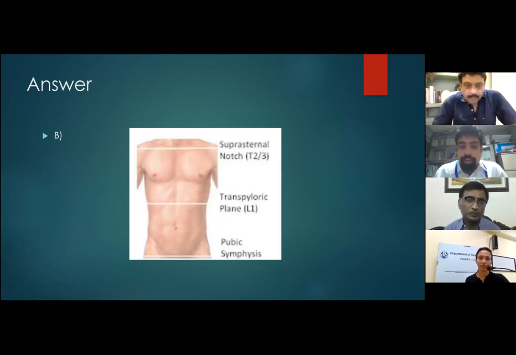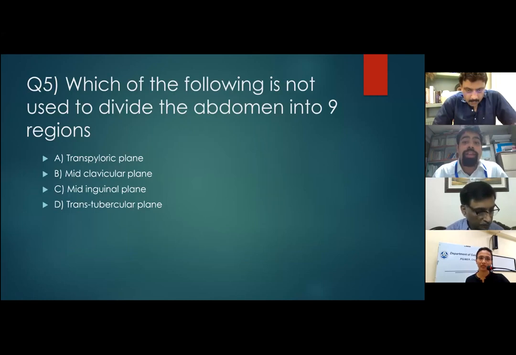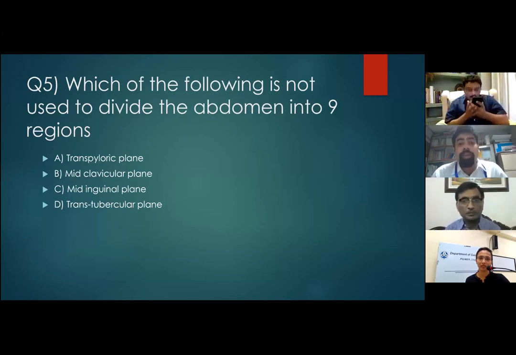So let's proceed with another question for the audience so that they can brush up their knowledge of physical abdominal examination. Which of the following is not used to divide the abdomen into the 9 regions? Transpyloric plane, mid-clavicular plane, mid-inguinal plane, or transtubercular plane? So audience, you can start voting on this one too. It's a good idea to brush up your knowledge of physical examination. So can we run the polls now? Yogita ji, can you share the poll screen? I think the poll has started. We'll share the results in a while.